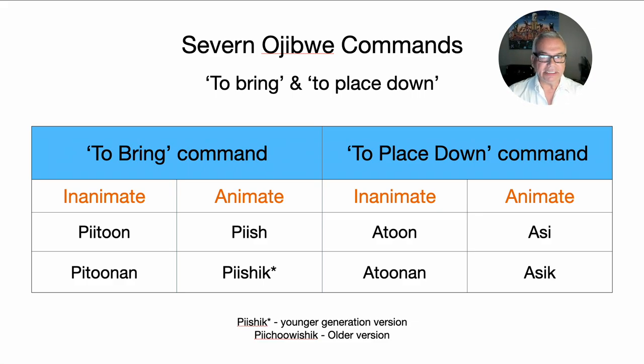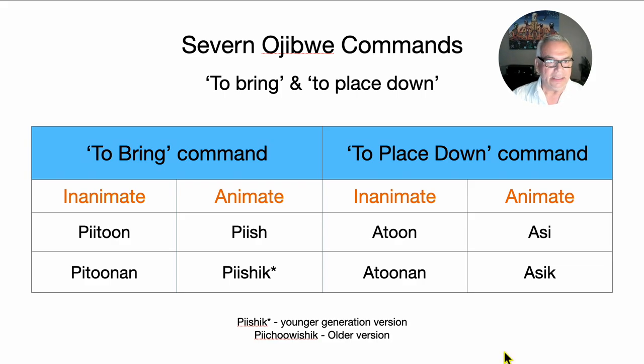So I would like to introduce a couple of commands here. One of them is to bring, and the other one is to place down. What I mean by that is to put something down on the table or on a desk or something like that. But I prefer to use "to place down" rather than "to put down" because it can have an ambiguous meaning. So, for example, this mouse here, I'm putting it down on the desk, or placing it down.